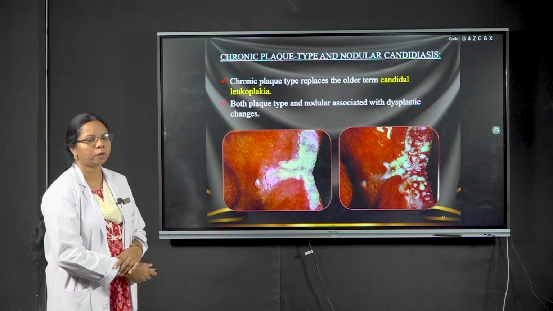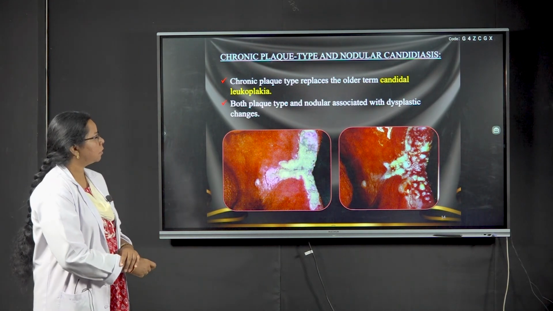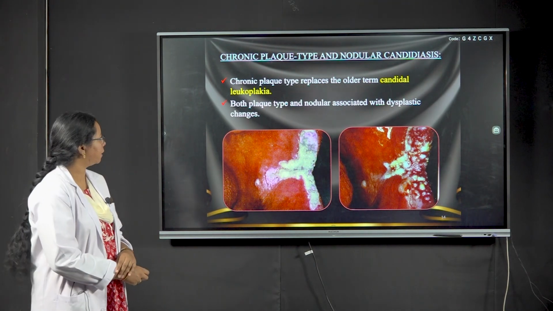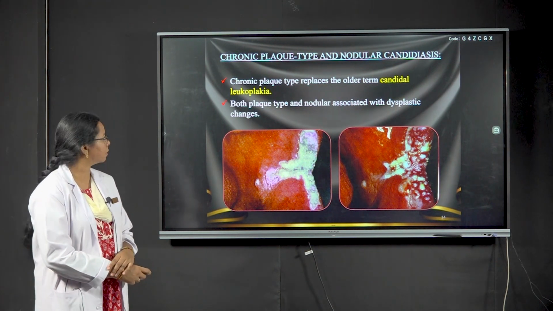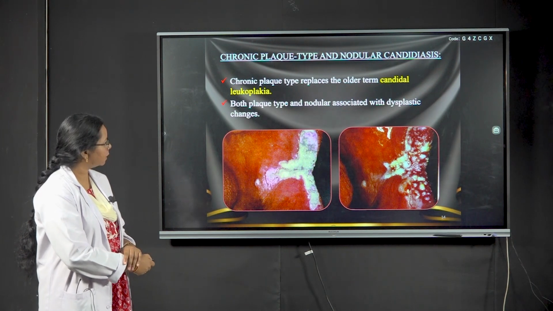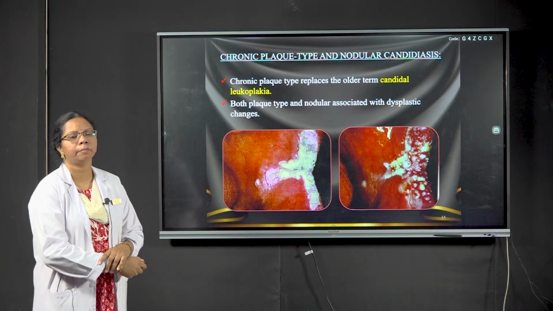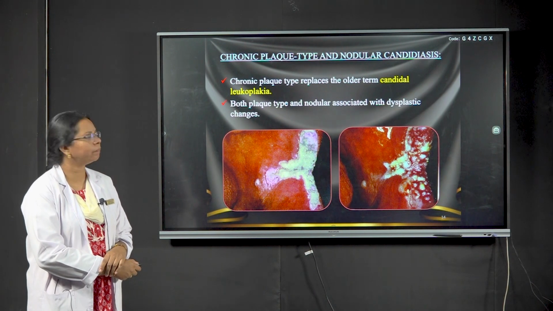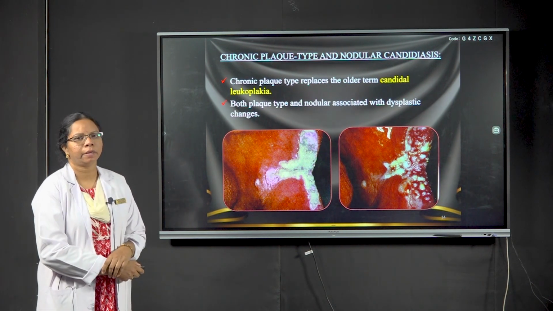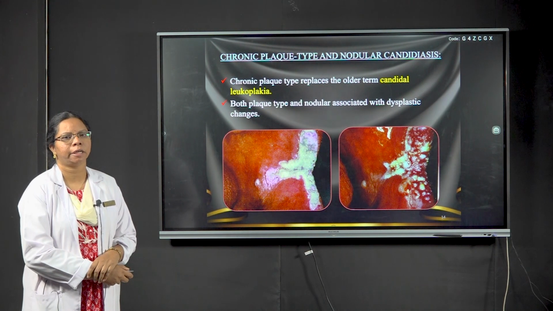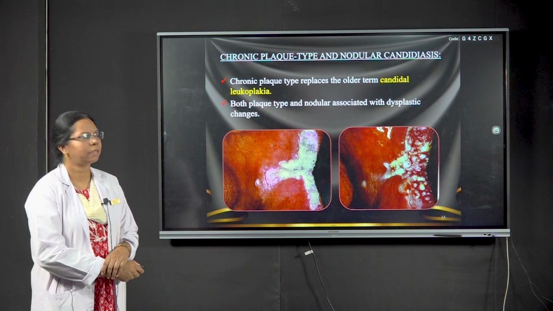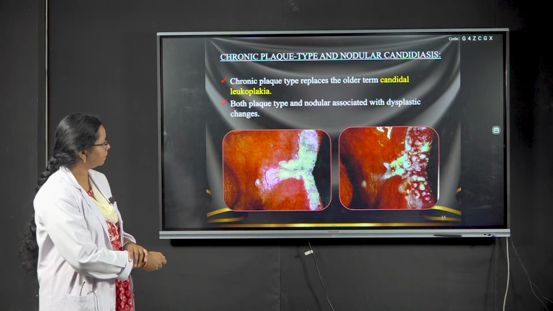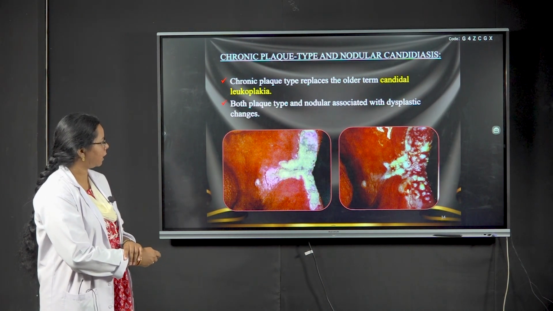Chronic plaque type or nodular candidiasis is also known as candidal leukoplakia. Both plaque type and nodular types are associated with dysplastic changes. It is hypothesized that the malignant potential of these lesions is more because the fungal hyphae have a capacity to catalyze nitrosamines. So this is the reason for the dysplastic changes seen in nodular candidiasis. The most common site is the angle of the mouth.